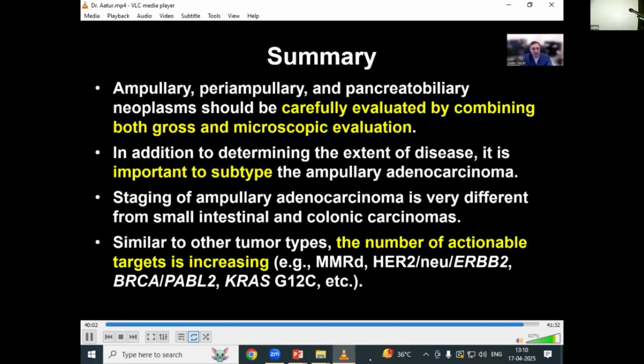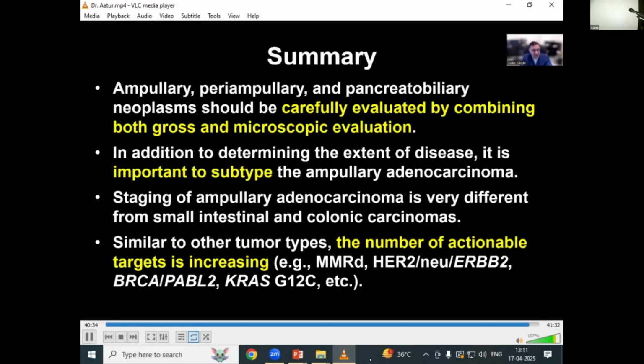Now, in addition to determining the extent of disease, it's important to subtype an ampullary adenocarcinoma, and I've talked about intestinal, pancreatobiliary, and mixed types. I do think that those are evolving in what we'll use as biomarkers for them, and that actually could be molecular alterations going forward, but we're not currently there yet. Staging of ampullary adenocarcinoma is very different from small intestinal and colonic adenocarcinomas, and I hope you don't make that pitfall, which I've seen many pathologists do, especially with the N2 category. But understanding that the T staging can be very specific, it is very important to get really good sections. And again, I'd like to just harp on that gross inspection, where it's really important to bivalve that specimen and get really good ampullary sections overall.